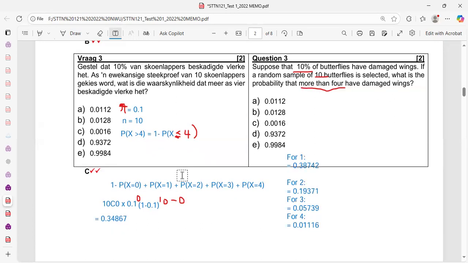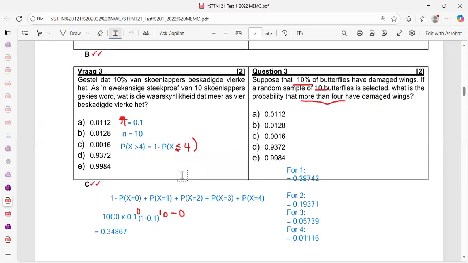Now you are going to add all those probabilities. It's going to be 0.34867 plus 0.38742 plus 0.19371 plus 0.05739 plus 0.0111, and then you will get the total.